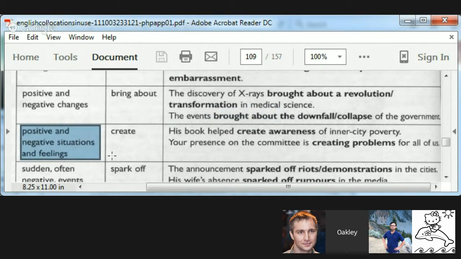Positive and negative situations and feelings. Alex, create is the word we're looking at. Can you read the examples for me, please?